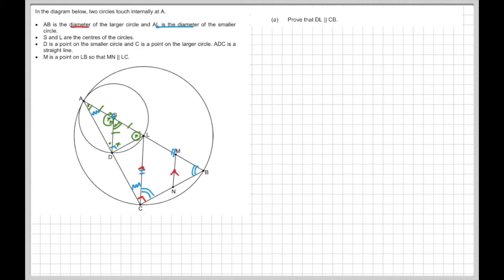Next up, they tell me that M is a point on LB such that MN is parallel to LC. Oh, I love that, because I've actually got so many theorems about parallel lines. I can use the F, the U, the N, so corresponding, co-interior, alternate angles if I want to. Or I can go to theorem 1, which says that LM over MB is equal to CN over NB. There's so many theorems. I'm getting too excited about this. Let me calm down. Okay.